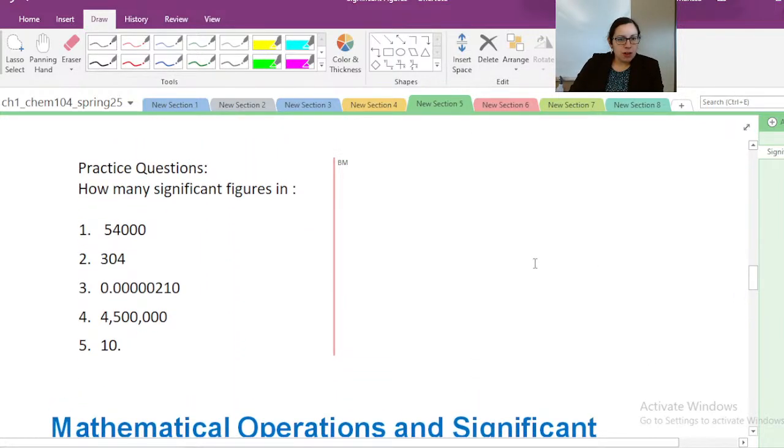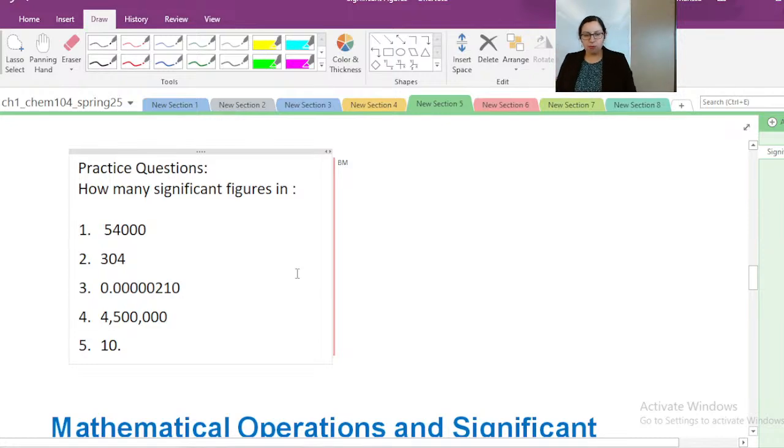All right, let's try just our practice. Take a minute or two, think about this in your head, write it down, and then we'll go over it with fingers. You can show me how many sig figs.